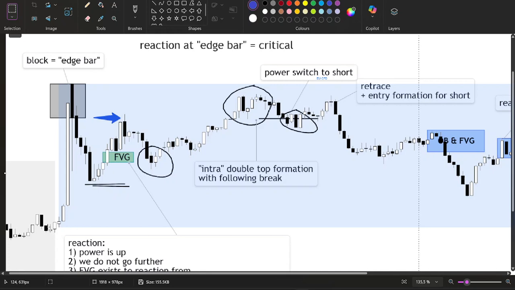But we had power from this area. I mean, we went up to this place. Now with the retrace, I want to see something within this white candle here. I want to see action here if I'm going long. We didn't get that.